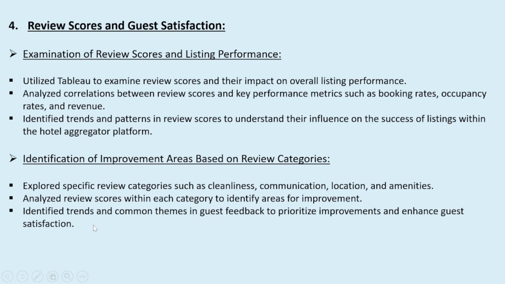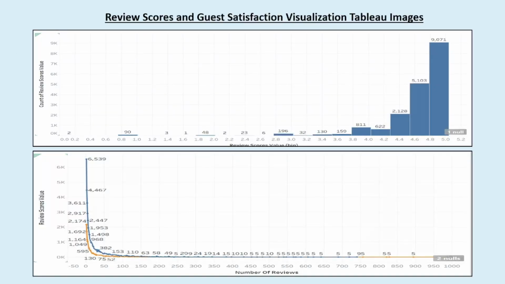So this is the Tableau image for the review score and the guest satisfaction. This will showcase as a bar graph. You can easily monitor. So this is the review score and guest satisfaction visualization Tableau image. Over here you can find the count of review scores values, and here in the downside I showcase the review scores values. This is the bar graph visualization I have provided. You can check it out. The second image is the number of reviews and review score values.